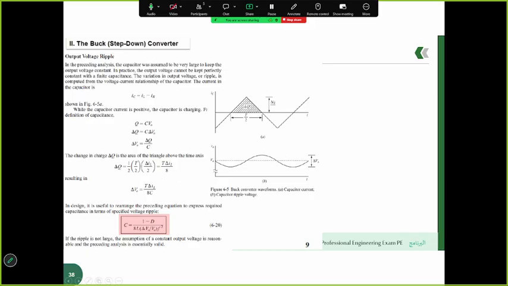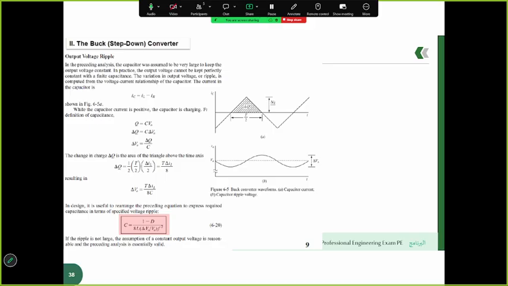Okay, this slide explains the concept of output voltage ripple in a buck step-down converter and highlights the important role of the output capacitor in reducing voltage fluctuations. At the beginning, it is noted that in earlier analysis, the capacitor was assumed to be very large, which allowed the output voltage to be considered constant. However, in practical applications, capacitors have finite values, and as a result, the output voltage is not perfectly constant. Instead, it exhibits a small variation known as a voltage ripple.